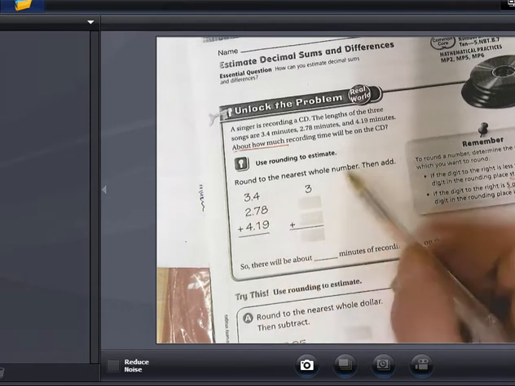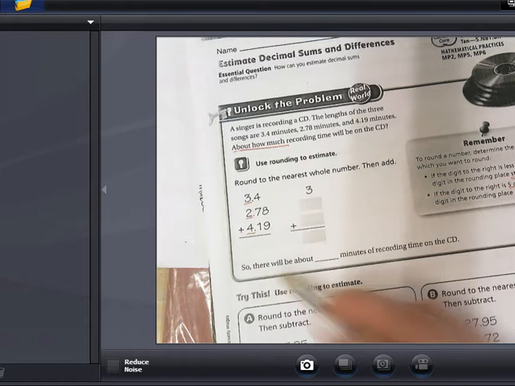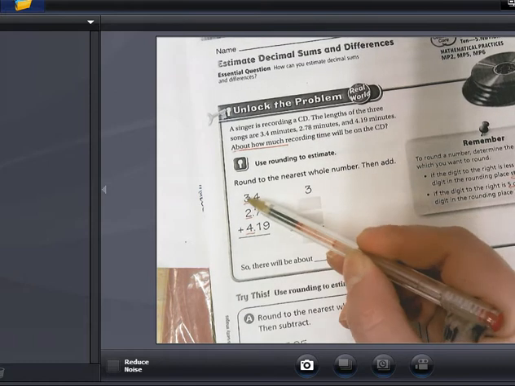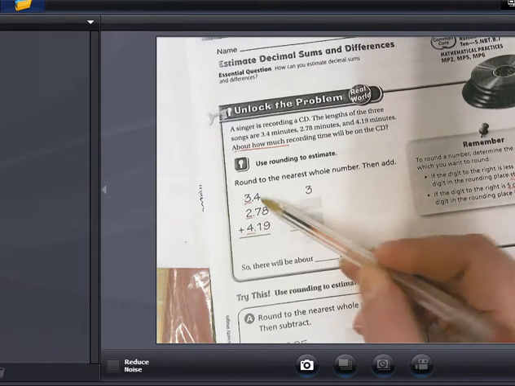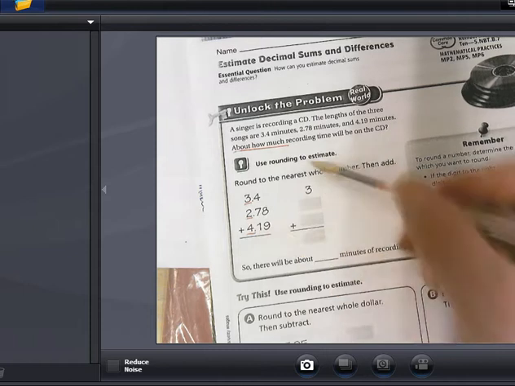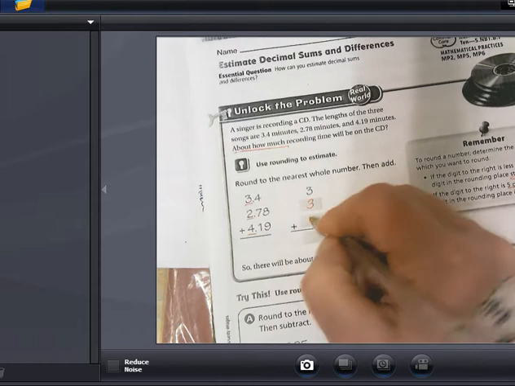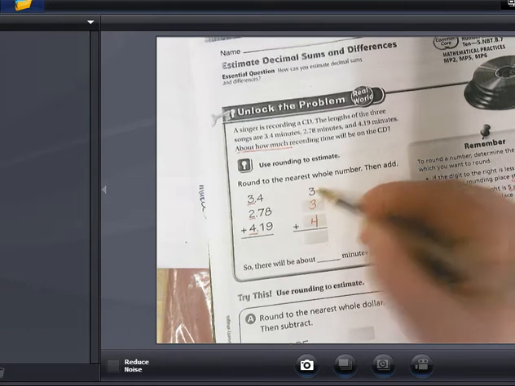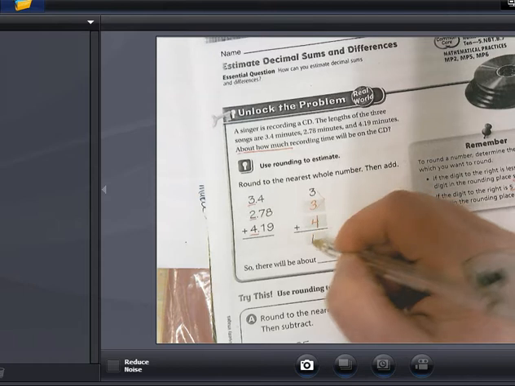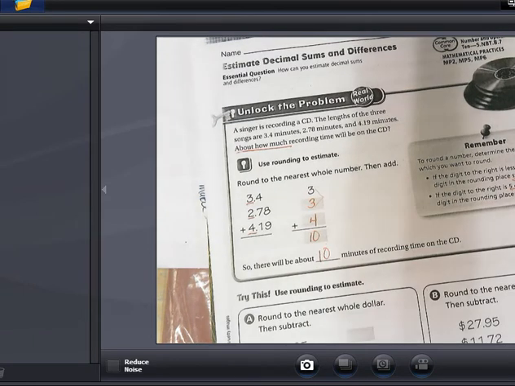Alright, so let's look at this. We're going to round to the nearest whole number, so I'm underlining all the whole numbers so I know which one I want to go to. The 4 tells the 3 to stay the same, so it's a 3. The 7 tells the 2 to raise the score, so it becomes a 3. The 1 tells the 4 to stay the same, so it's the same. I'm going to add: I know that's 6, and 6 plus 4 is 10. 10 minutes. So I rounded it, it's about 10 minutes.